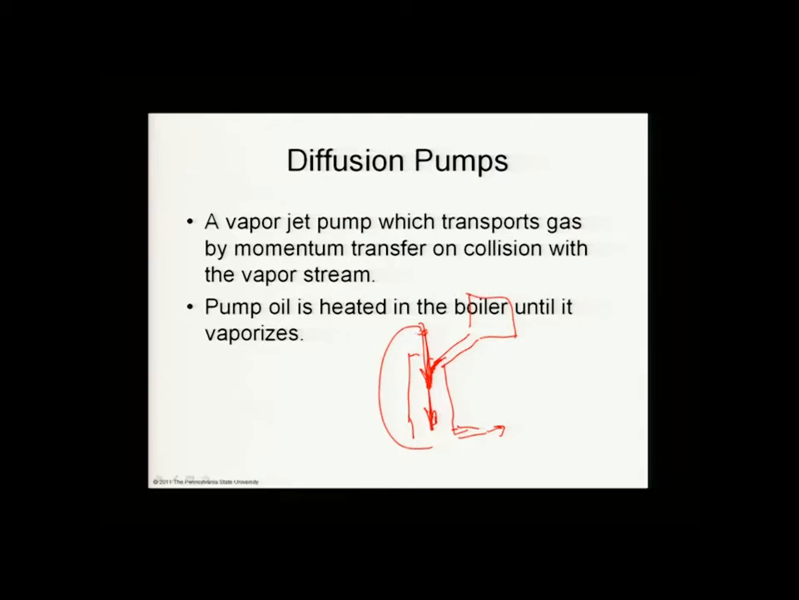So it's an entrainment, or it can be looked at from a more sophisticated point of view as momentum transfer from the jet to the molecules coming in, forcing the molecules to go in this direction. And the oil is heated in a boiler until it vaporizes to produce this jet. Well, you can see that we really need to think of what this oil is made of to make sure the oil isn't going back that way.